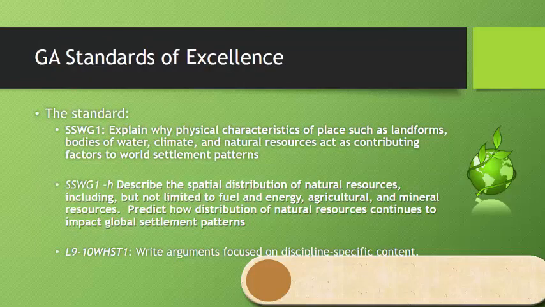The Georgia Standards of Excellence that we will focus on for this activity include Social Studies World Geography Standard 1, explain why physical characteristics of place such as landforms, bodies of water, climate, and natural resources act as contributing factors to world settlement patterns. Also, Social Studies World Geography 1, Element H, describe the spatial distribution of natural resources, including but not limited to fuel and energy, agricultural, and mineral resources. Predict how distribution of natural resources continues to impact global settlement patterns.